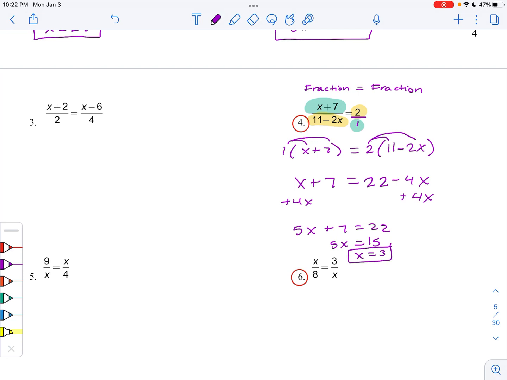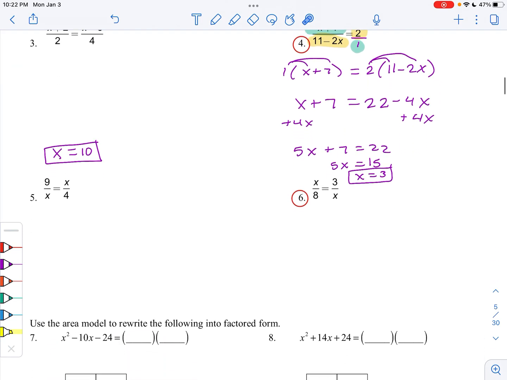Try example 3 and then unpause when you're ready to check your answer. All right, so the correct answer for this one is x equals 10. If you got something different than x equals 10, double check, did you use distribution here? Did you correctly distribute when you cross multiplied?